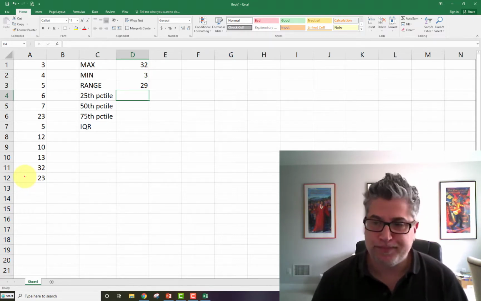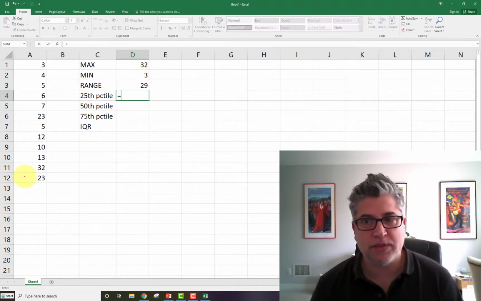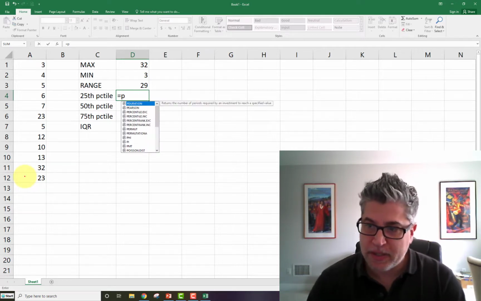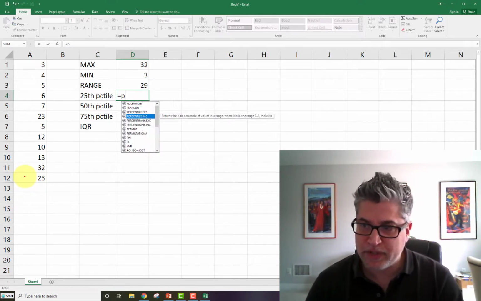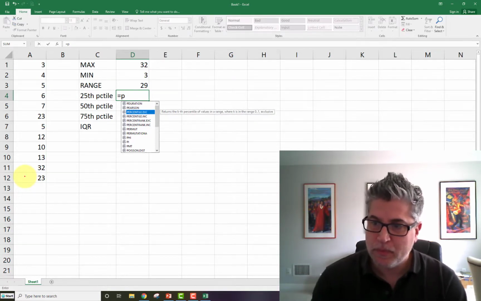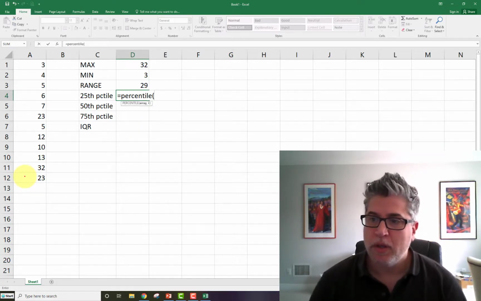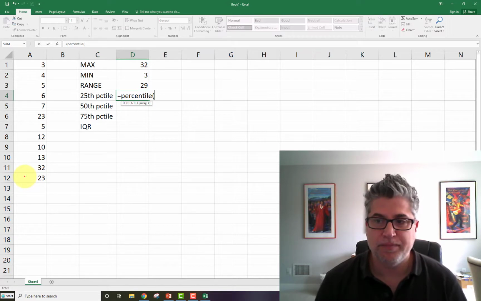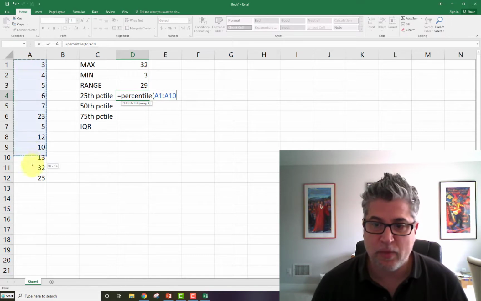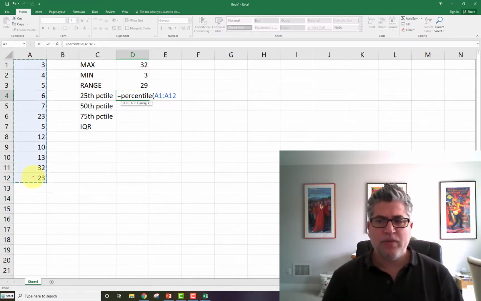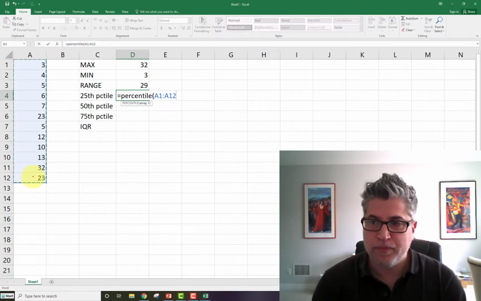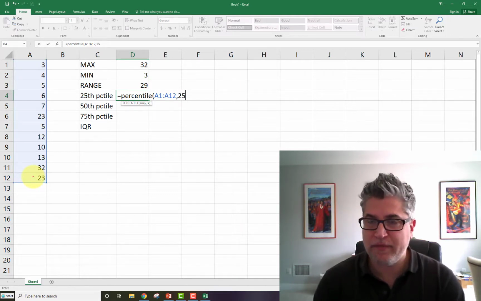What about percentile? Start off with an equal sign. The command is percentile. There's a couple of different options here. We'll just go for the default one, percentile. It asks for the data, right? So we just tell it data is in A1 through A12. And then now we got to tell it what percentile. Okay, so we could just key in 25.